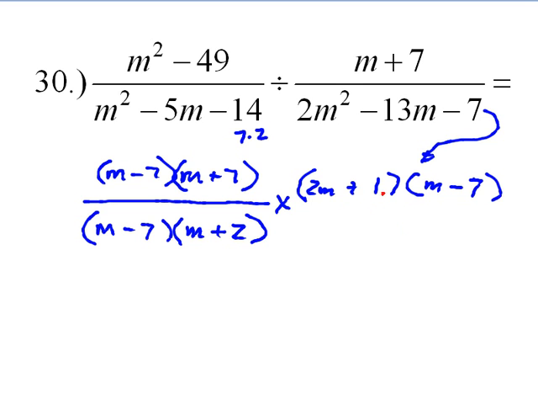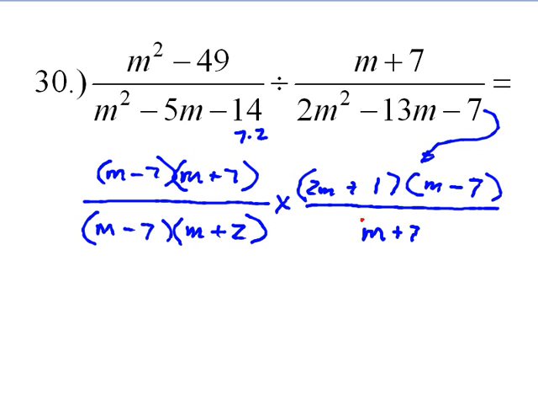Okay, so let's check that. 1m, negative 14m gives me negative 13m. And 1 times negative 7 gives me negative 7. Now that top seems pretty easy. 7.